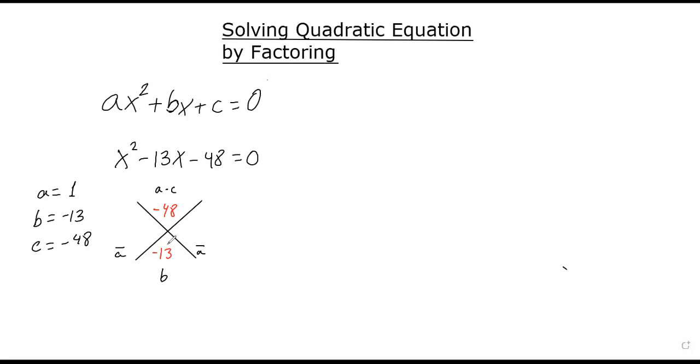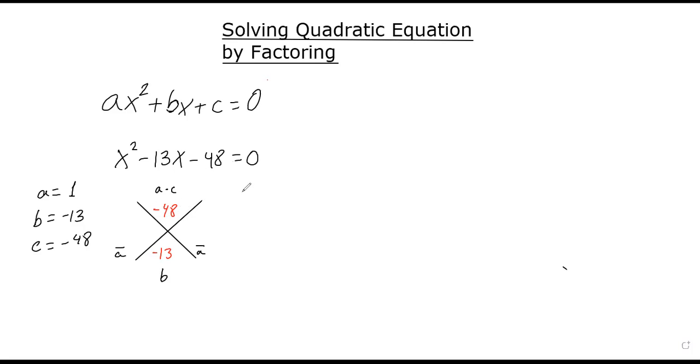Okay, so we continue. Now, we need to find two numbers here. Those have to be two numbers that multiplied are negative 48 and added or subtracted, depending on the numbers, are negative 13.